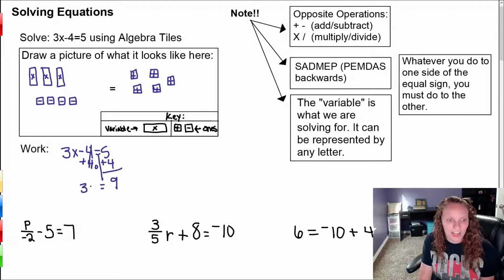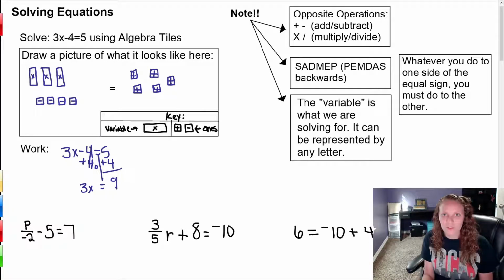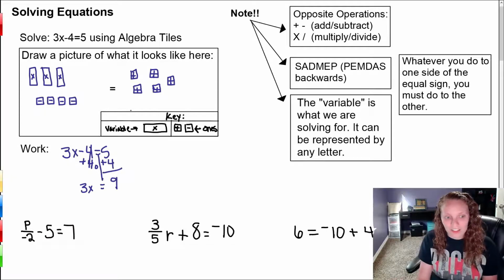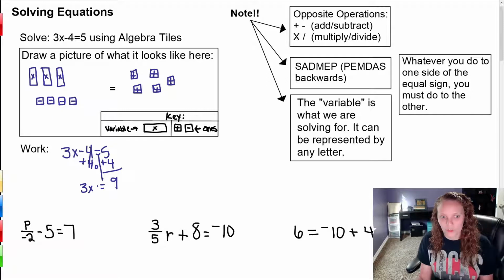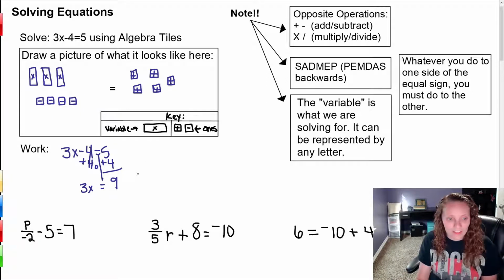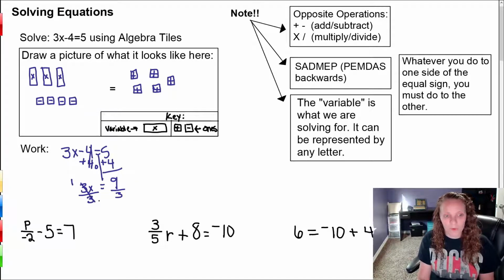3x equals 9. If you remember with the algebra tiles, we had 3 rectangles on one side and then 9 pieces on the other side. And I tried to get us to where we could single out just one x, and then across from one x were those three smaller squares. In doing that, that is division. So we are going to divide by 3 on both sides, because remember, our goal is to get x by itself. 3 divided by 3, that cancels out to 1. And so now we have x is equal to 9 divided by 3 is 3.